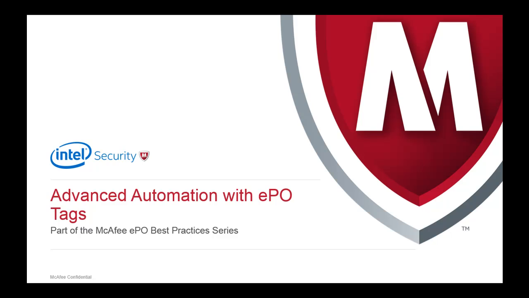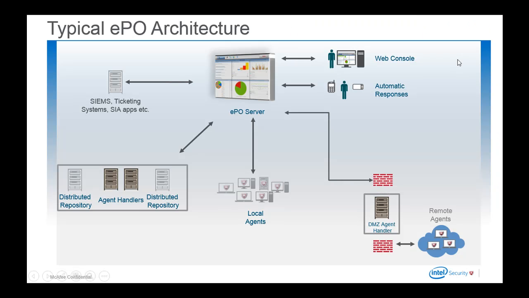Today we're going to talk about advanced automation with ePolicy Orchestrator and tagging. This is part of the McAfee EPO Best Practices series. We should be familiar with the typical EPO architecture.